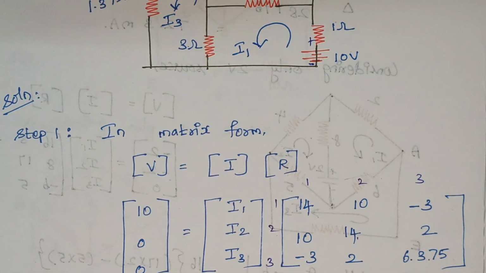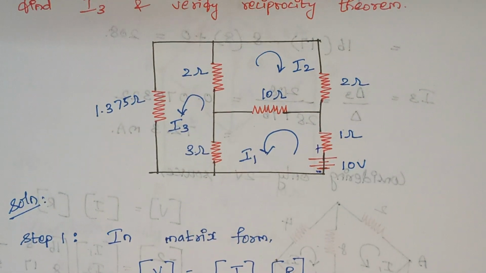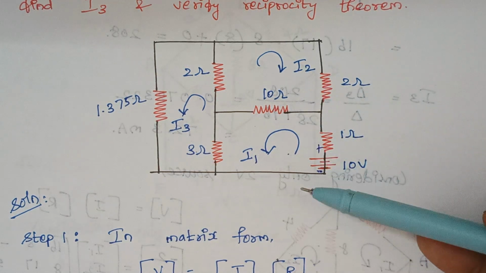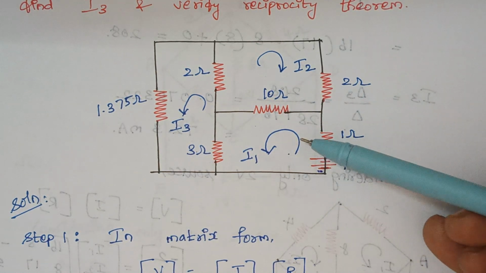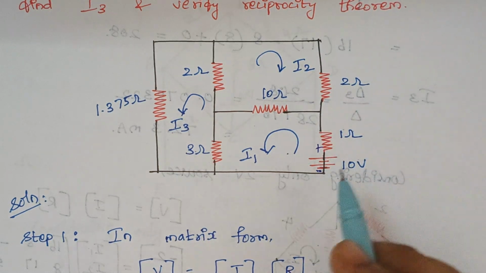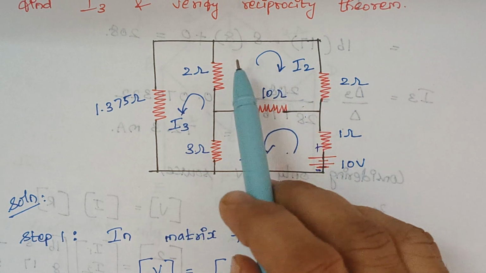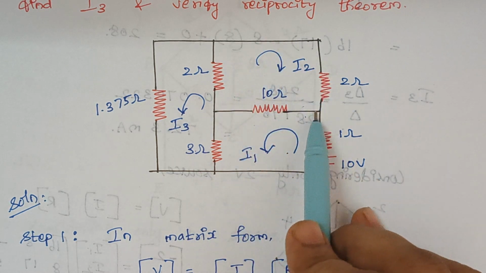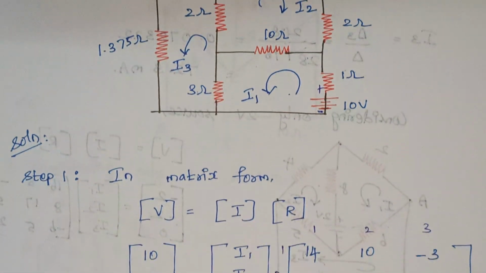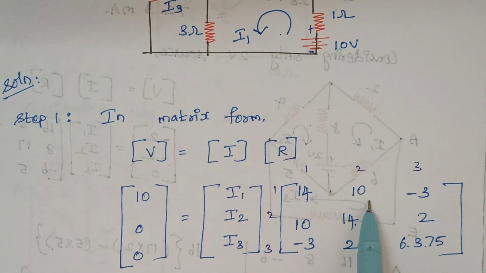Now the next thing is the element common between loop 1 and loop 2. What is the resistance common between loop 1 and loop 2? It is 10 ohm. Now look at the current direction. Here the current I1 flows like this, and when you consider I2, the current flows in the same way. Therefore the value is plus 10. Between 1 and 2, I am writing plus 10.